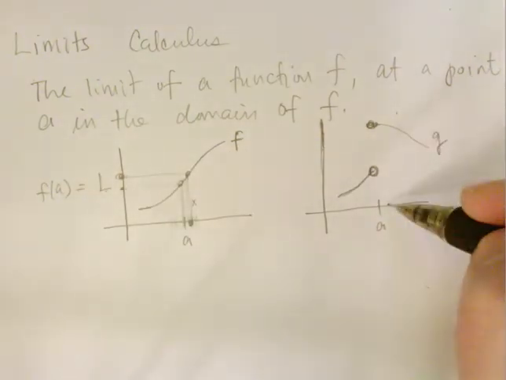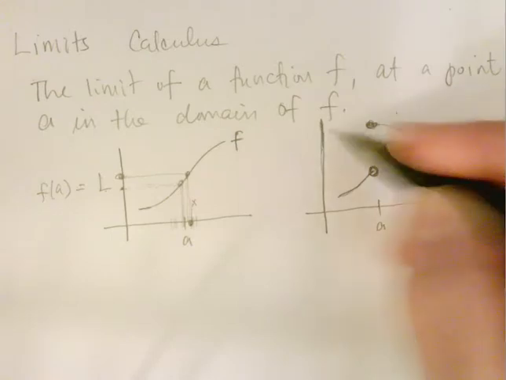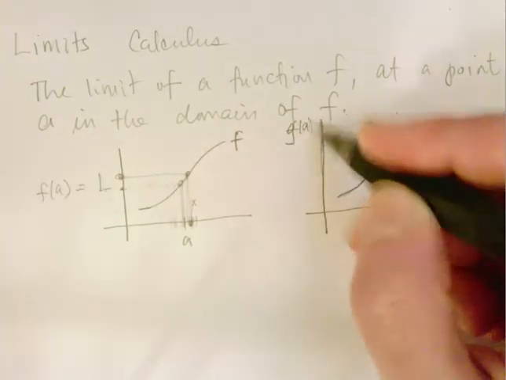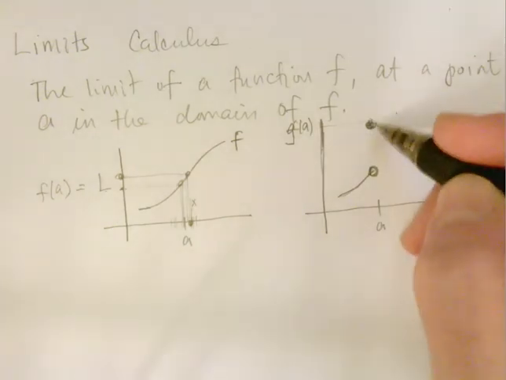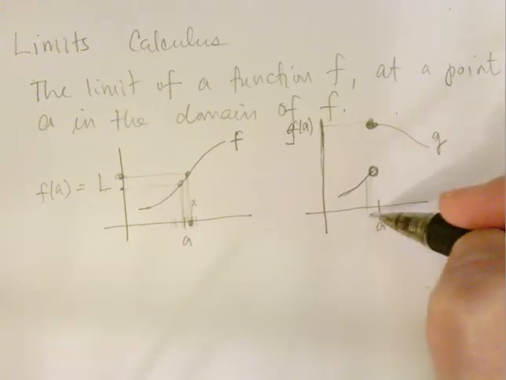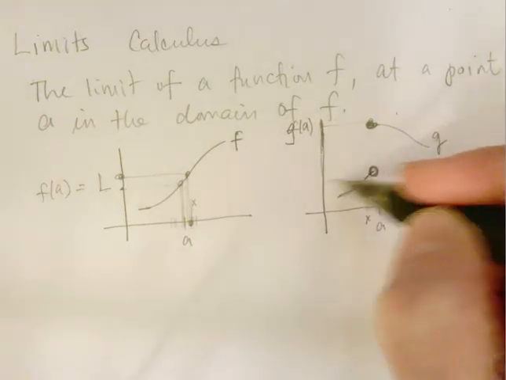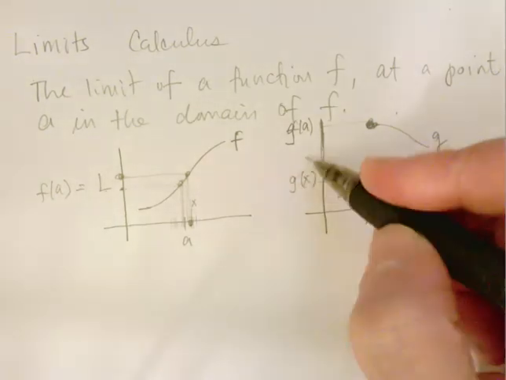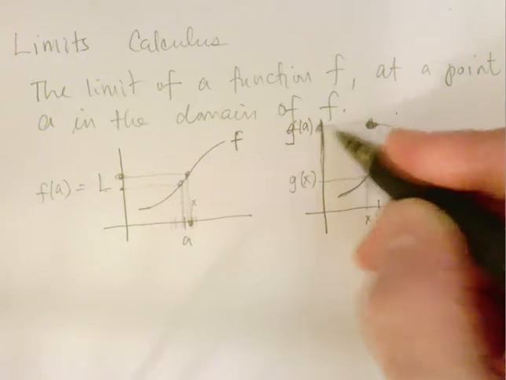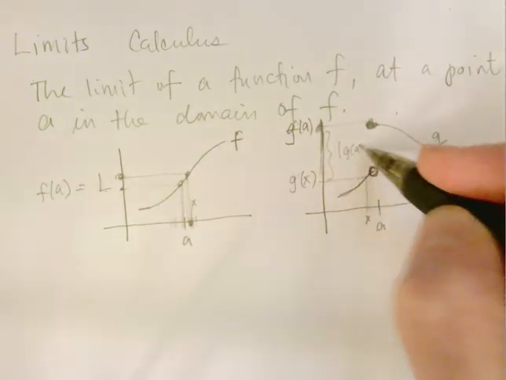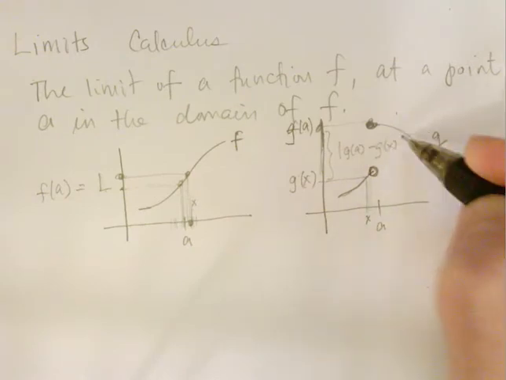Now let's look at this function. Well, here's my f of a, or g of a. Alright. But notice that there are values which are arbitrarily close to a. Here's my value x. And here's my g of x. And it's very far away from g of a. Right? See this distance? That is g of a minus g of x.